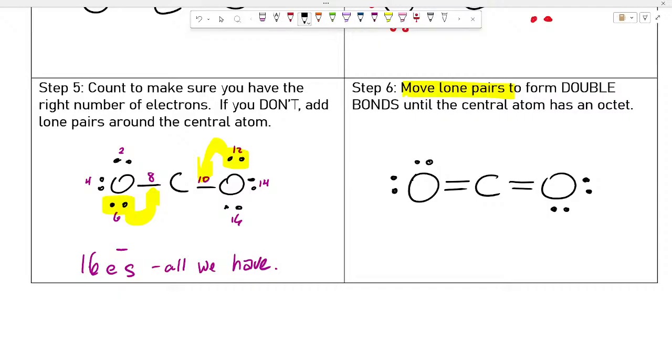So what we've created is a structure where every atom has a full octet, okay, and where the total number of electrons adds up for the ingredients we were working with. That's a proper structure. Does that make sense? Now again, for carbon dioxide, I probably wouldn't follow these steps. In fact, for carbon dioxide, these steps feel more confusing than helpful, don't they? You can be honest, that's okay.